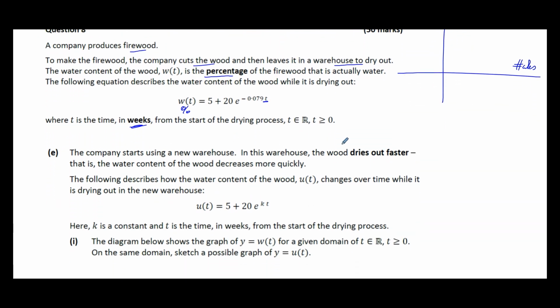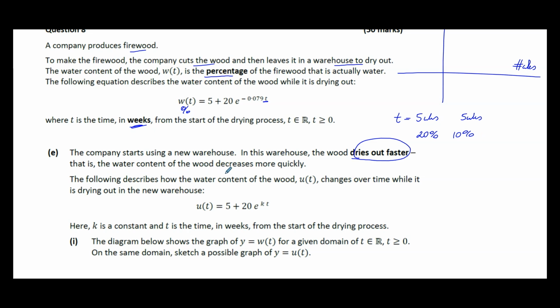In this warehouse, the wood dries out faster. So that's the main bold thing that is said to us here. So what does that mean if it dries out faster? Well, let's say if in the old warehouse, after let's say 5 weeks, we had 20% of water left. So in this new one, after 5 weeks, let's say maybe we have 30, less. So let's say maybe we have 10 left, isn't it? That's the idea. That's what it means in practice.